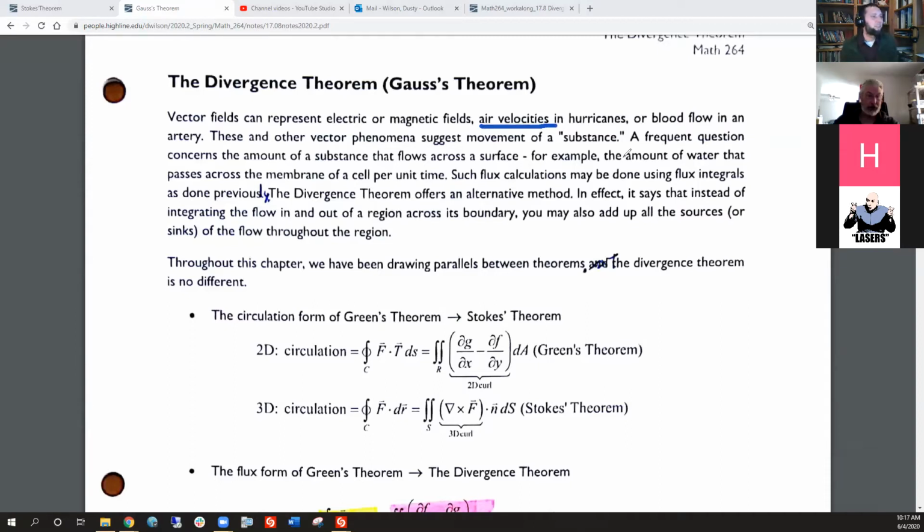So anyway, sort of the blood flow in an artery. These and other vector phenomena suggest movement of a substance. So a frequent question concerns the amount of the substance that flows across a surface. For example, the amount of water that passes across the membrane of a cell per unit time. Such flux calculations, remember flux is the amount of stuff going across a surface, may be done using flux integrals, as done previously, or these could be surface integrals.